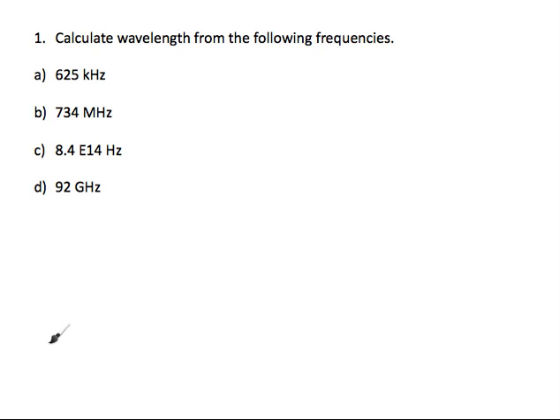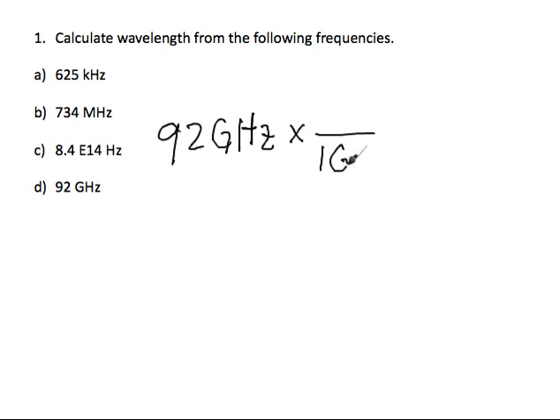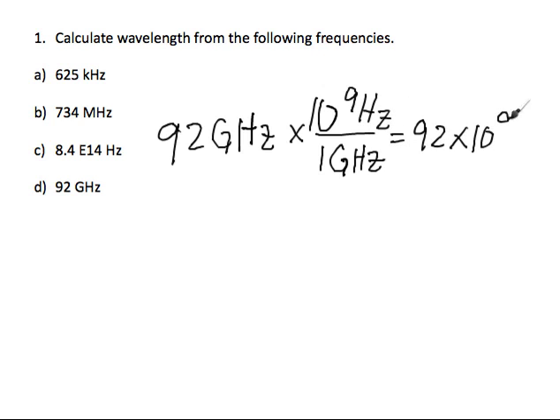For the last question, we have 92 gigahertz. So remember, we have to convert the units using dimensional analysis. 1 gigahertz equals, make sure that you review these before you take the test and know these front and back, 10 to the 9 hertz. So that means we have 92 times 10 to the 9 hertz.